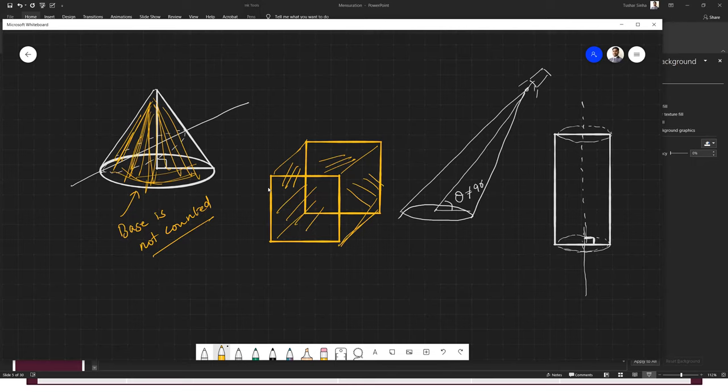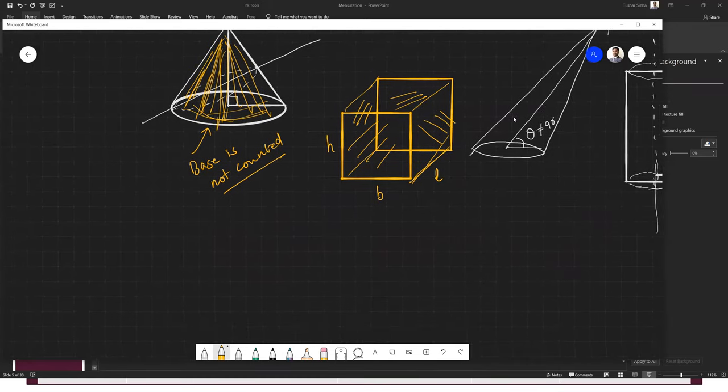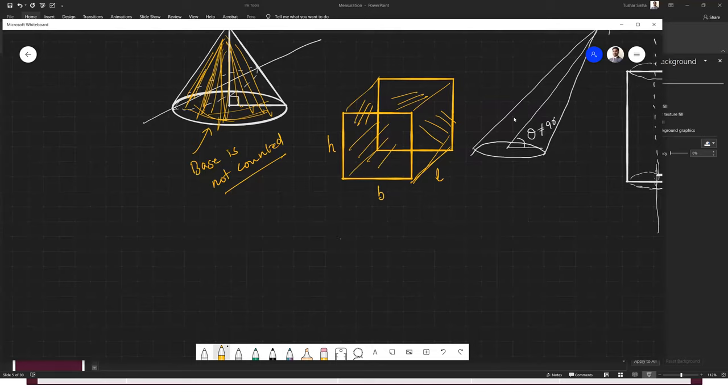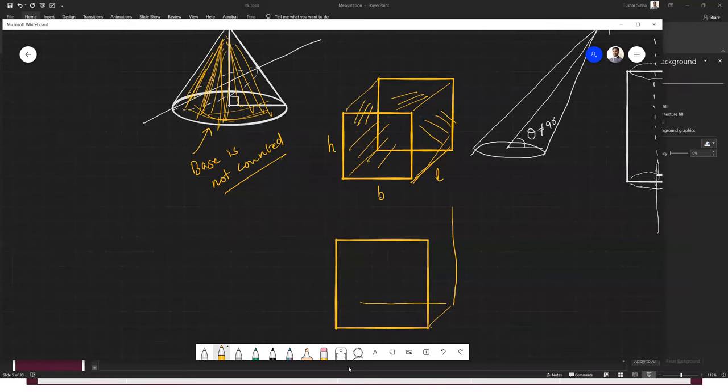Why? Because the orientation influences the curved or lateral surface area. Let's say this is H, this is B, and this is L, and you turn it 90 degrees. If I flip it 90 degrees like that, now L is here, the longest length is here. Then you have to be careful about which side you are going to take for the calculation.